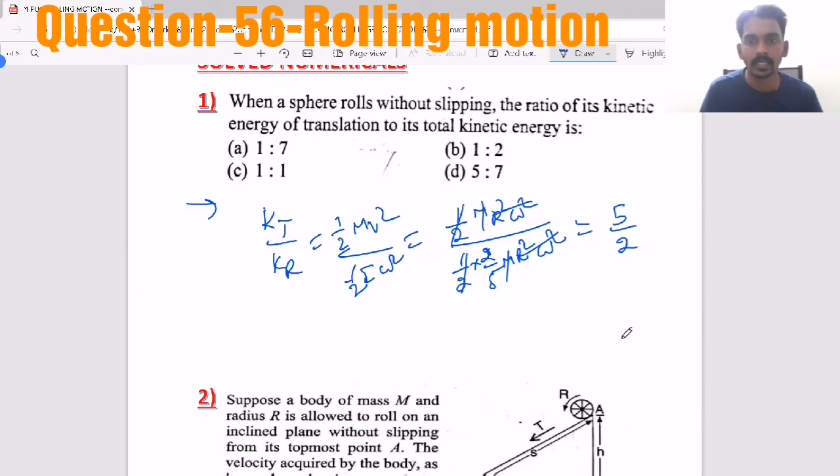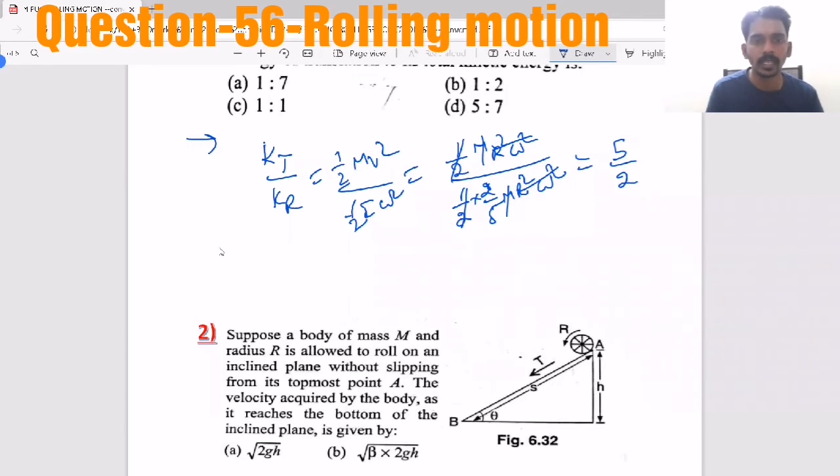Oh, sorry. Total kinetic energy they are asking. So total kinetic energy means you take translational plus rotational. So you add 1 on both sides. Then 5 by 2 plus 1, I have added 1 on both sides. So it will become what? 7 by 2.